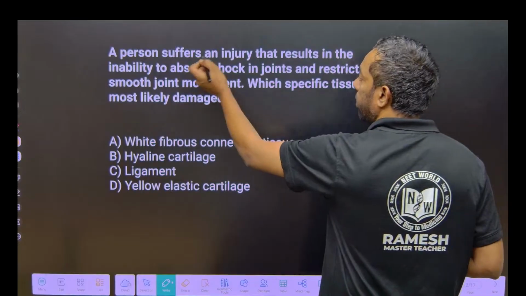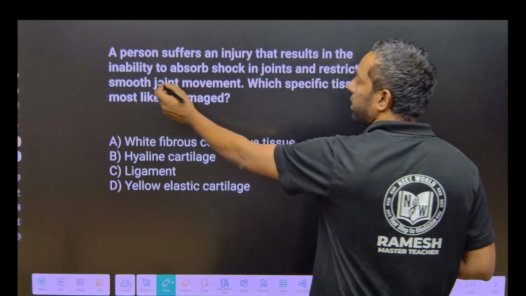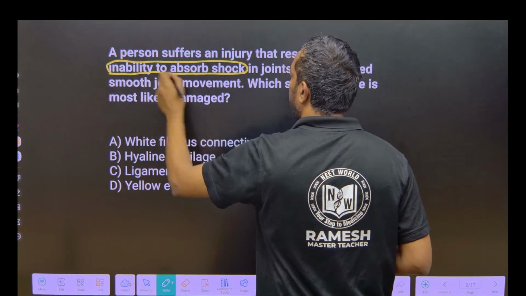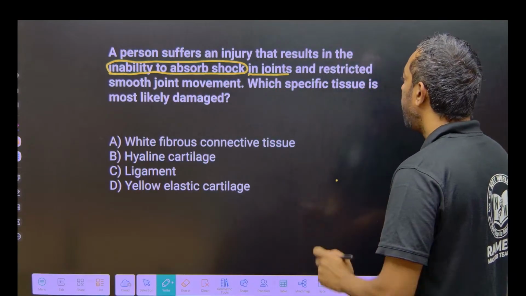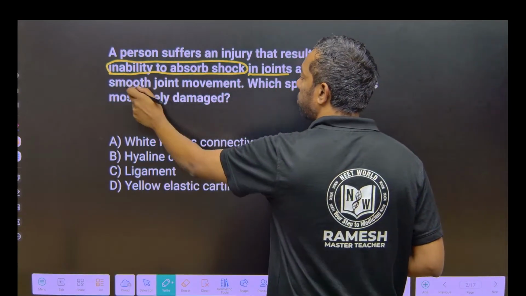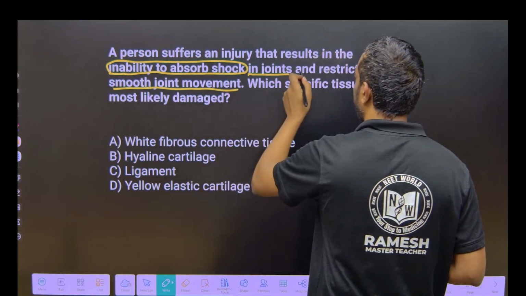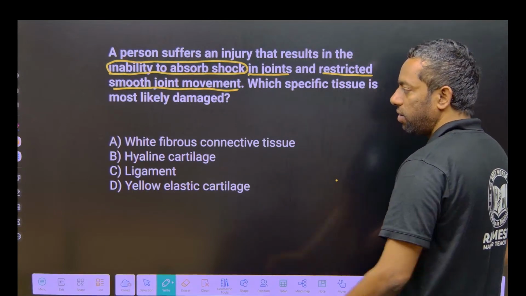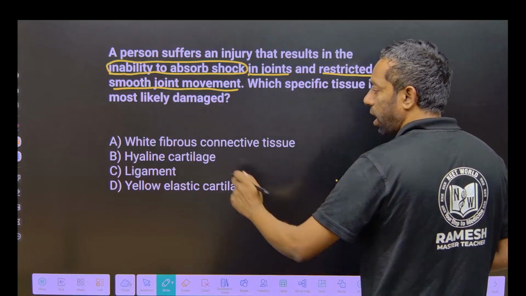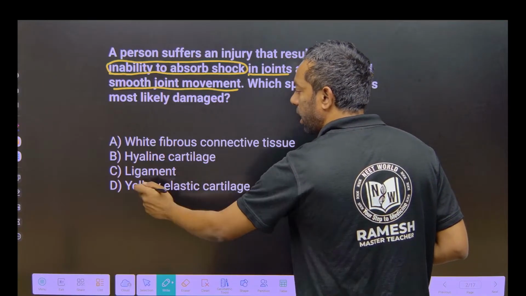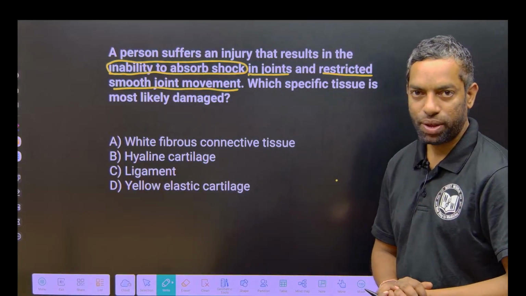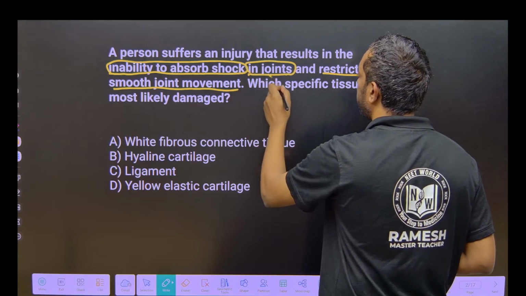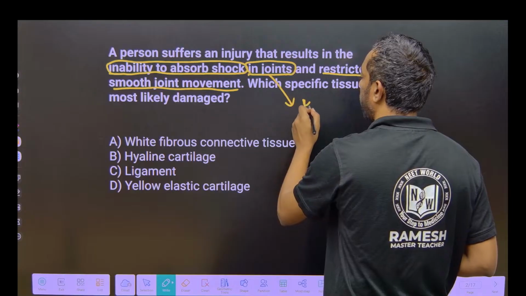The tissue has an inability to absorb shocks in the joints, and smooth joint movements are also restricted. Which kind of tissue is affected? White fibrous connective tissue, hyaline cartilage tissue, ligament, or yellow elastic cartilage tissue. Here, joints is the keyword. Just look here, joints is the keyword.